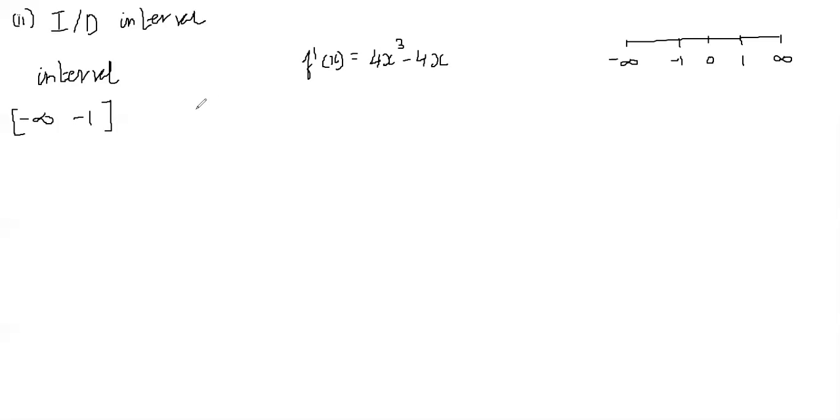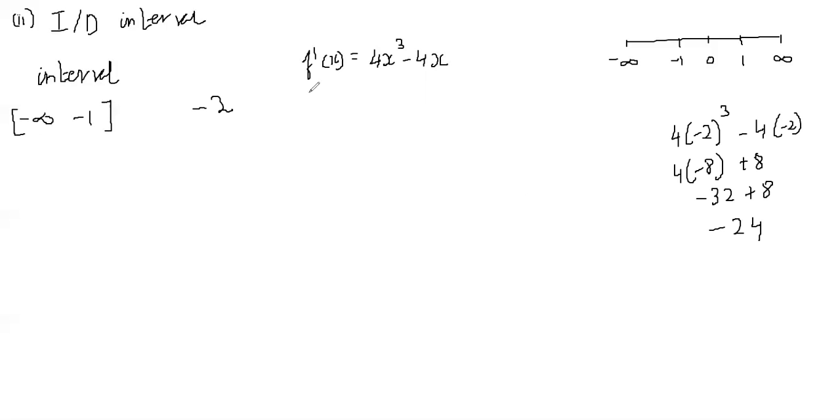So we will take the value of minus 2. Now we will substitute minus 2 in this equation. We have 4 into minus 2 cube minus 4 into minus 2. So minus 2 cube will be minus 8. So 4 into minus 8, and minus into minus will be plus, this will be plus 8. 4 eights are minus 32, plus 8, so it will be minus 24. So this f dash x will be minus 24. Now we have to check whether the interval is increasing or decreasing. Since it is negative, the interval is a decreasing interval.